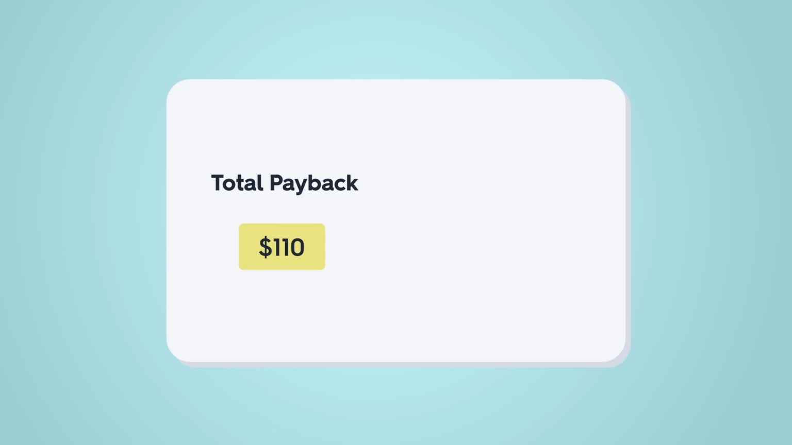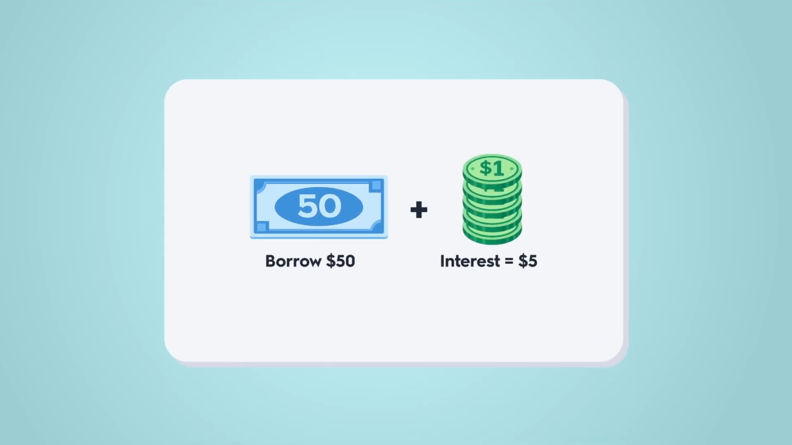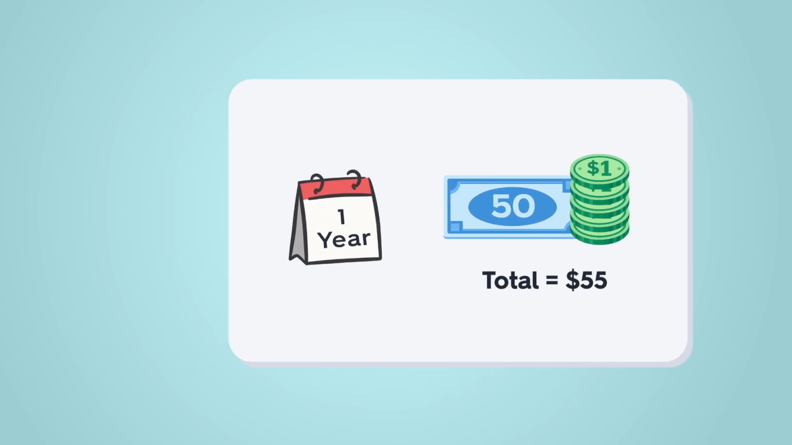And here's the shortcut to remember it. Total payback equals principal plus interest. Now let's go over a quick example. If you borrow $50 for 1 year and the interest is $5, then you pay back $55 total.